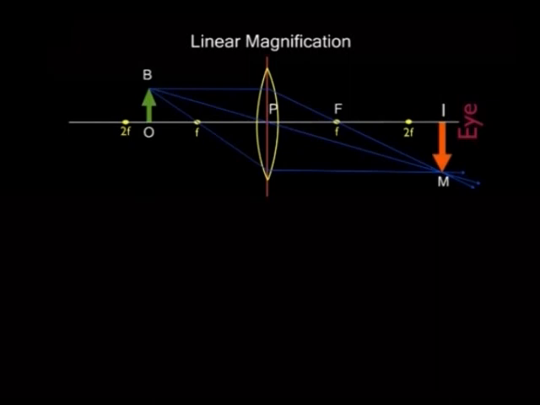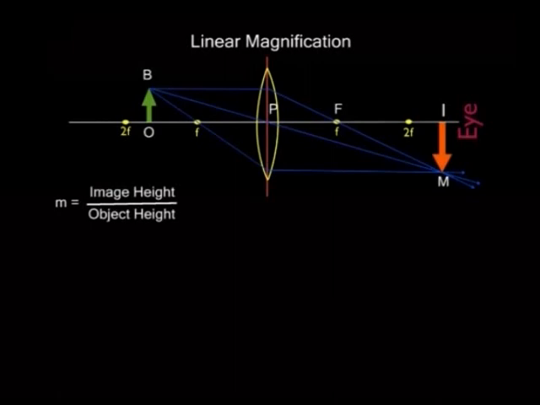Next, we look at linear magnification. Linear magnification M is defined as the ratio of the height of the image to the height of the object. Magnification M is equal to height of image over height of object.